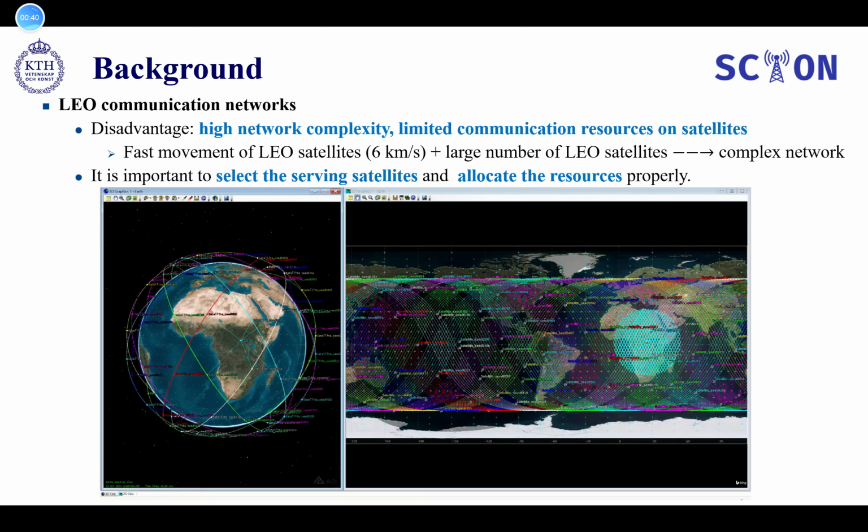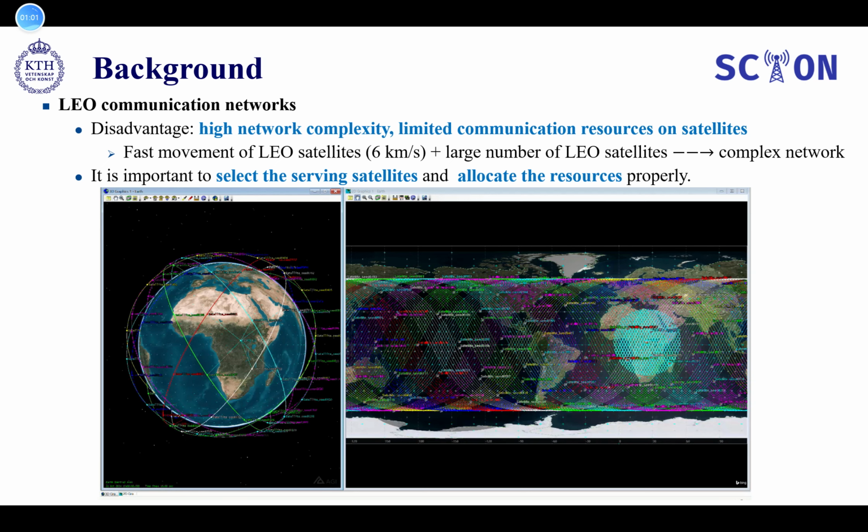Then, what characteristics do LEO communication networks have? The advantages of it are low round-trip delay, which is about 30 to 50 milliseconds, and low cost. And round-trip delay is the total time it takes for a signal to go from a ground terminal to the satellite and back to the ground terminal.